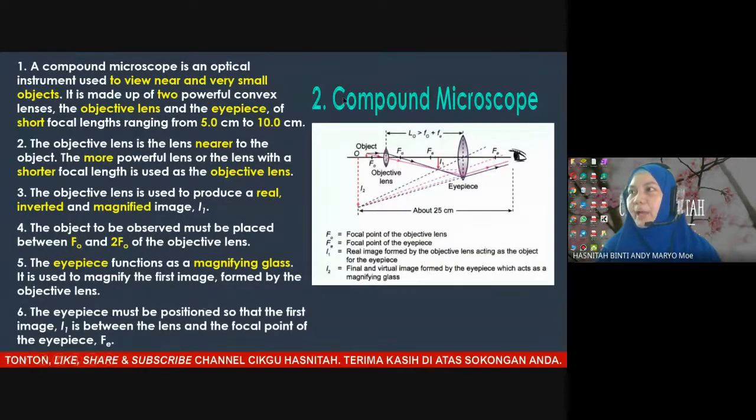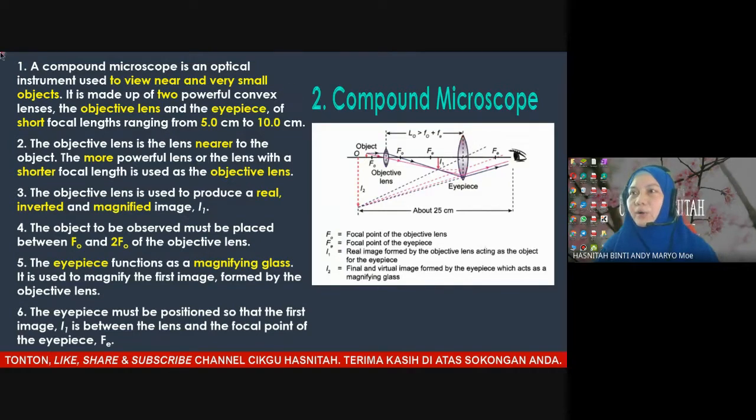Second, we have compound microscope. You can see there are two lenses there. This is the first lens, objective lens, and this is the second lens, eyepiece. So this is the observer's eye. So we place our eyes at the eyepiece.